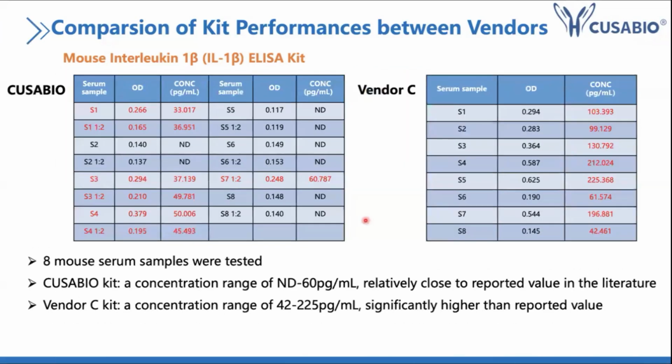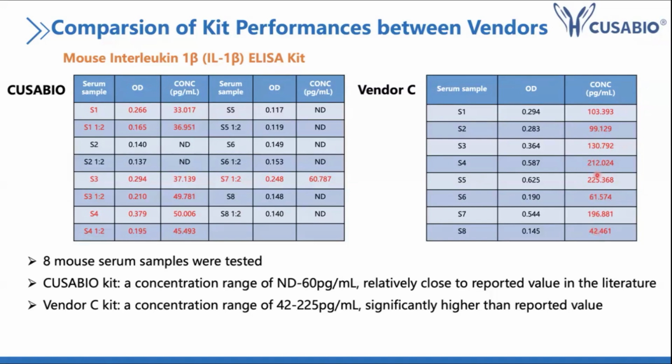And we also performed a real sample test with the CUSABIO ELISA kit and the vendor C ELISA kit. The samples that we prepared are serum samples from wild-type mouse, measuring interleukin-1 beta. As you see, for the CUSABIO kit, the concentration that we got for the serum samples ranges from non-detectable to 60 picogram per ml. But for vendor C, the concentration range is pretty large, varying from 42 to 225 picogram per ml.